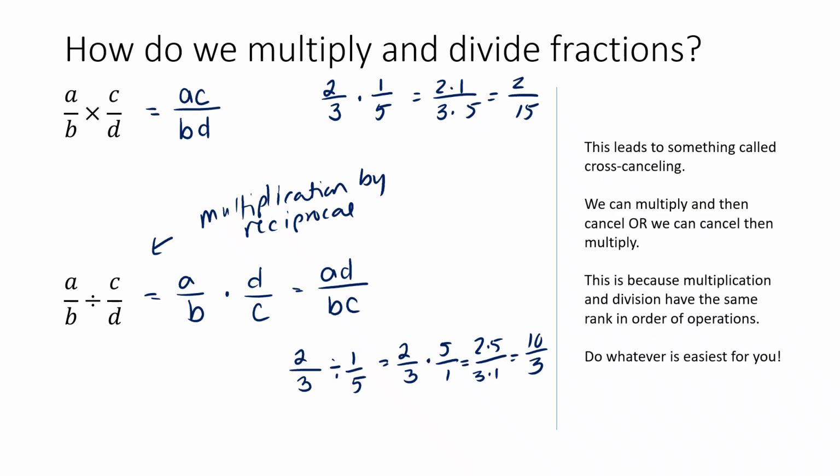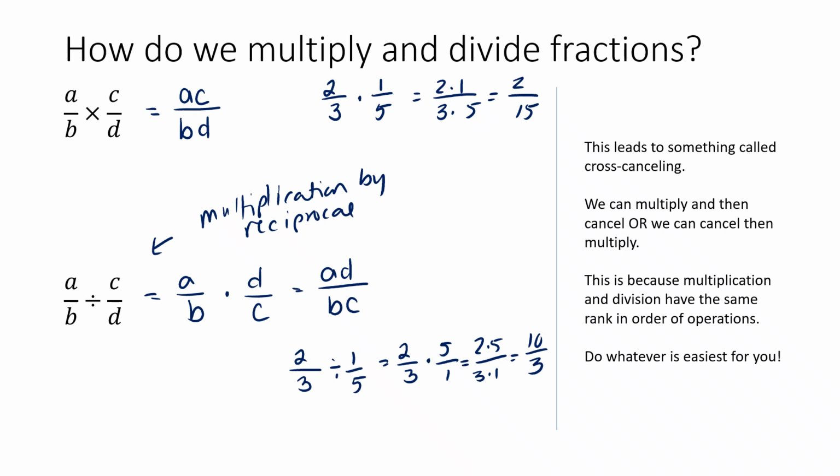Now, this leads to something that is sometimes called cross-canceling. Essentially what we can do is multiply and then cancel, or we can cancel and then multiply. This is because multiplication and division have the same rank in your order of operations. So let me just see if I can illustrate this for you.